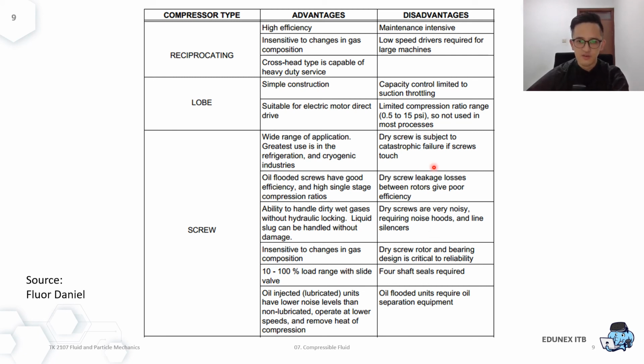In terms of the disadvantages, the dry screw is subject to catastrophic failure if the screws touch, and leakage losses between rotors give poor efficiency or even some hazard if the leak is toxic. And then shaft seals are required, and oil flooded units require oil separation equipment.